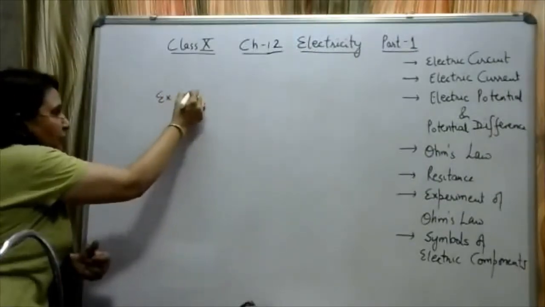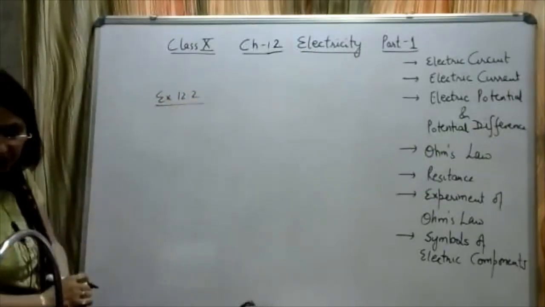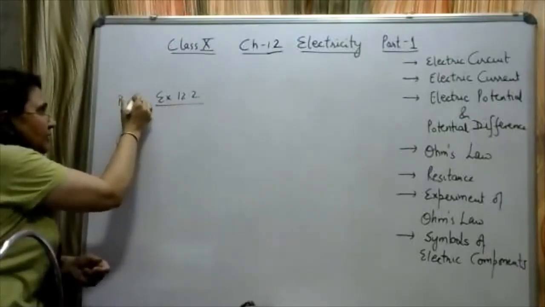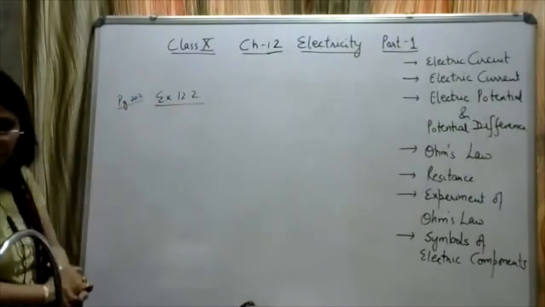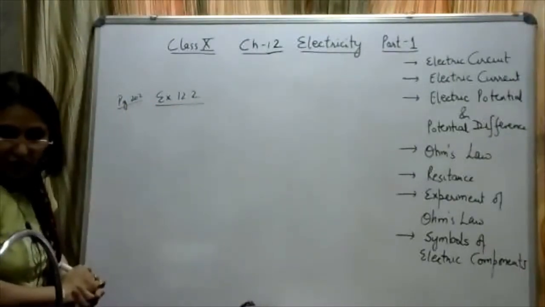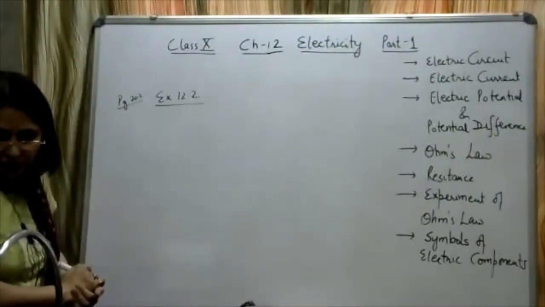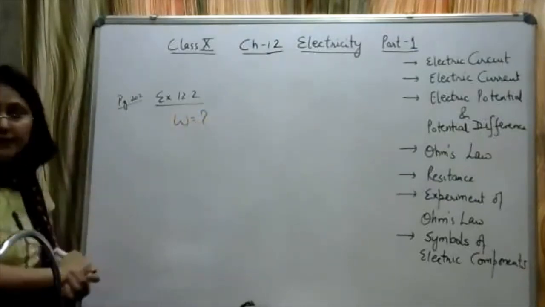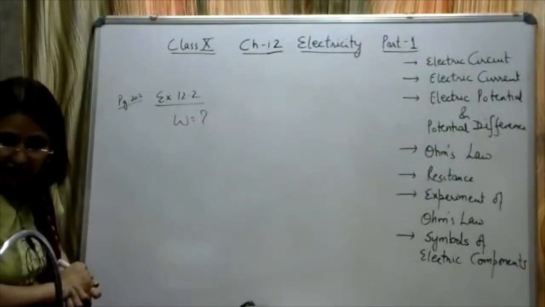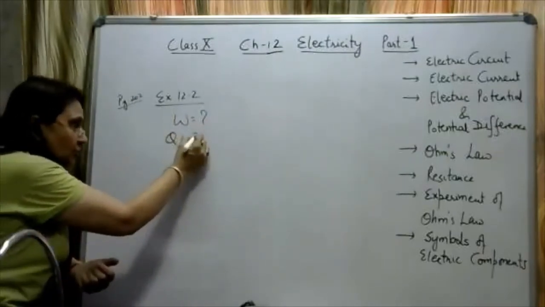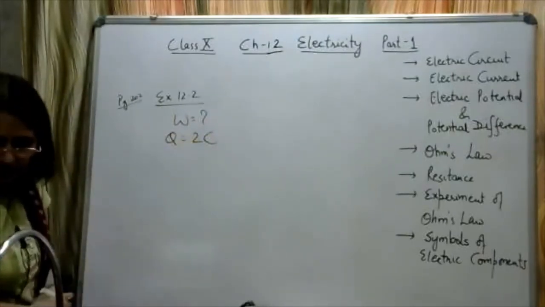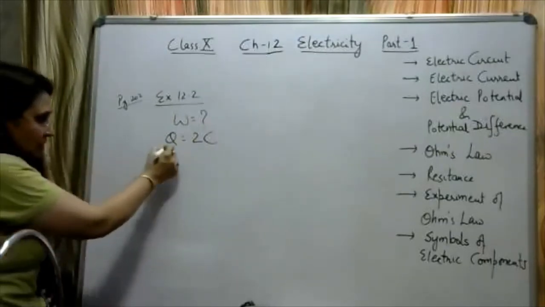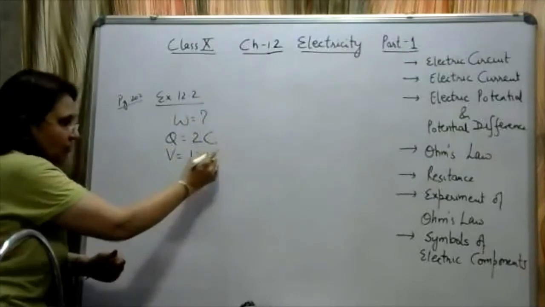Okay, example 12.2 based on potential difference is given on page number 202. Okay, this is a solved example. How much work is done in moving a charge of 2 coulomb? That is, you have to determine the work in moving a charge of 2 coulomb. So Q is given as 2 coulomb, having a potential difference of 12 volts. The potential difference is given as 12 volts.